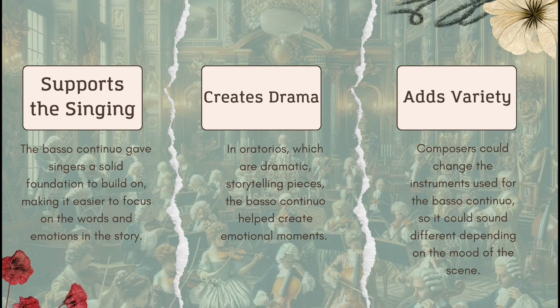Next is adds variety. Composers could change the instruments used for the Basso Continuo, so it could sound different depending on the mood of the story. Sometimes it might just be a keyboard or cello, other times more instruments.